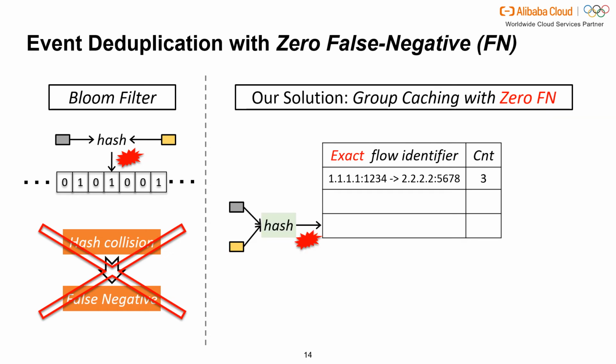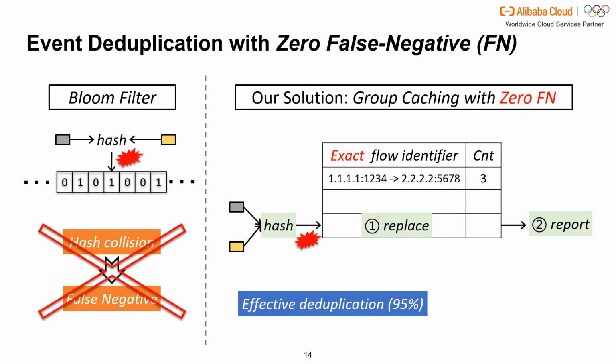We hash each event packet to a specific entry. If hash collision happens, the entry is replaced with the flow tuple of the new packet. Then, both the evicted flow and the new flow will be reported. Group caching enables effective deduplication and zero false negatives.